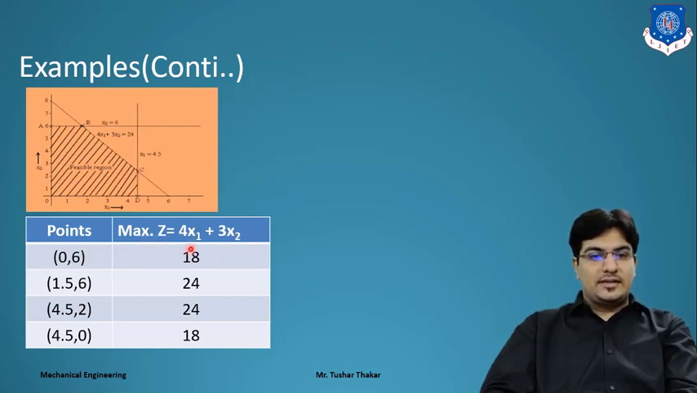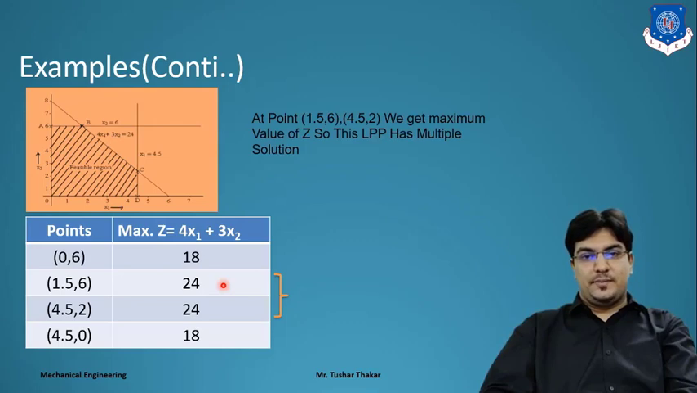For 0 and 6 we put that value into the equation Z, we get 18. Here we get 24 and we get 8. That is a maximization problem. So we get 24 and 24, meaning we get two values of the Z. 24 and 24 means we have two points where we get the same value for maximization Z, and that is known as a multiple optimal solution problem.